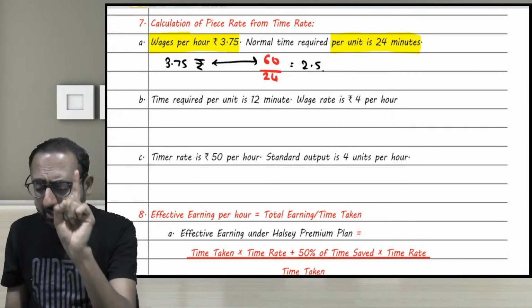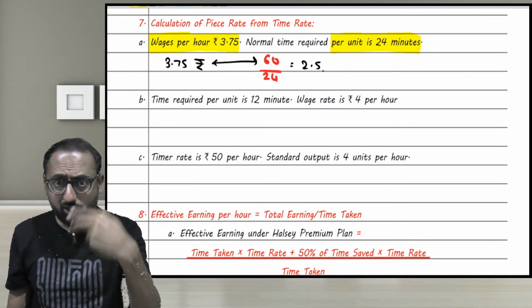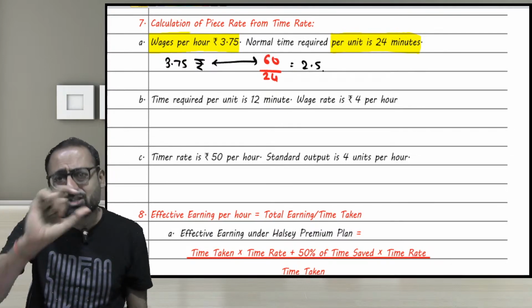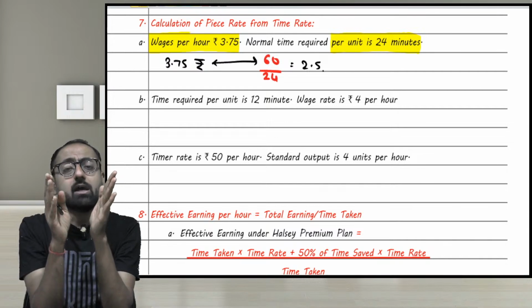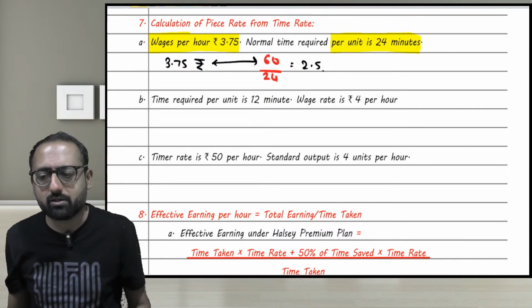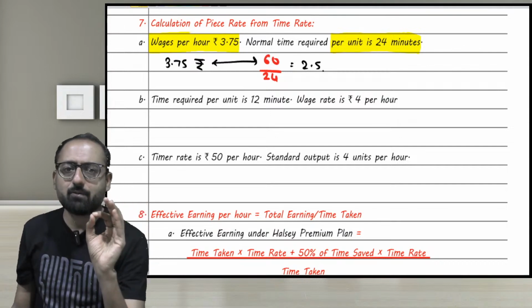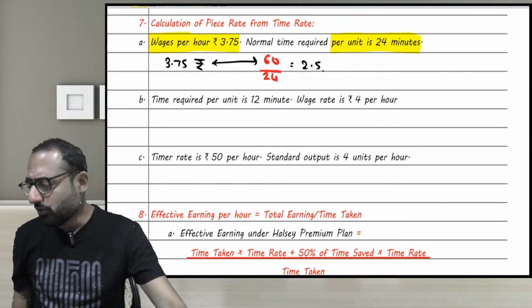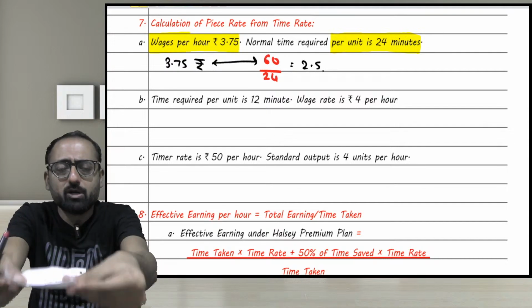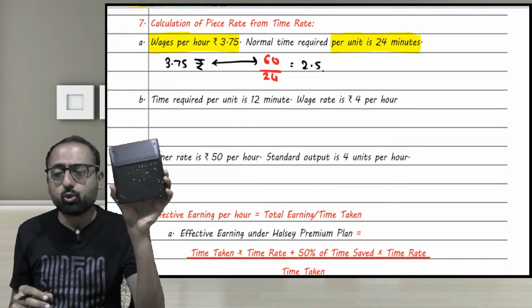In 24 minutes, you produce one calculator. So in 48 minutes, you will produce two calculators. In the next 12 minutes, the 60 minutes are covered, and that worker will produce only half of a calculator. So in 1 hour, how much did you pay the worker, boss? If you are paying 3.75, he is giving back to you 2.5 units.